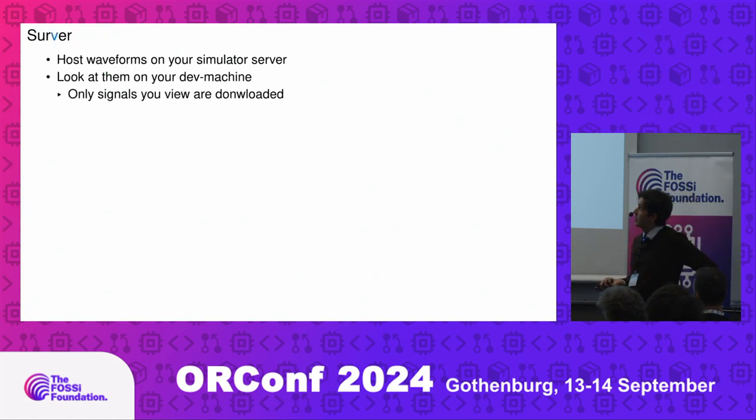This also allowed us to build a project called Surver, which is super hard to pronounce at Google, but it's a fun pun, so we're keeping that name. And this allows you to, on your big computation server where you run simulation, start Surver. That will load up the VCD file, compress it internally, and then it will tell you how to connect to it with Surfer on your desktop. And then Surfer on your desktop will ask to decompress the specific signals you're interested in. So now you don't have to download giant VCD files from your server just to look at a few signals.